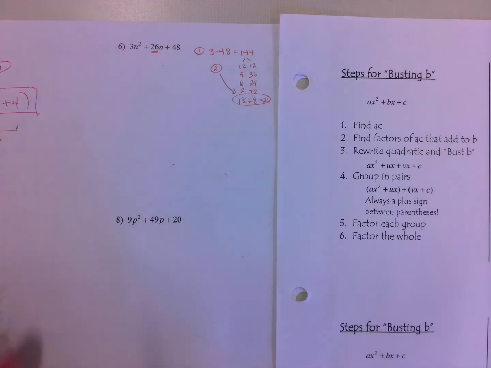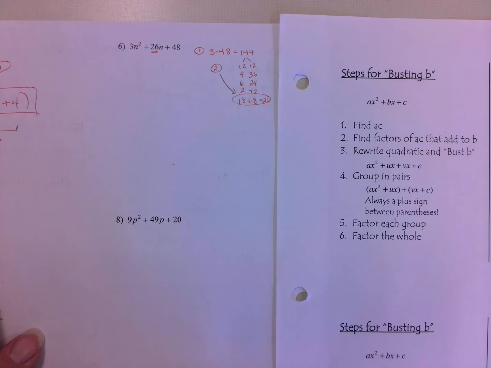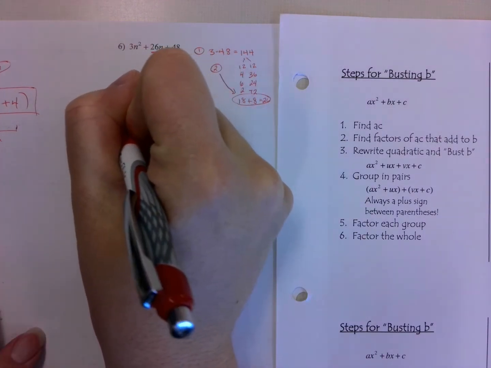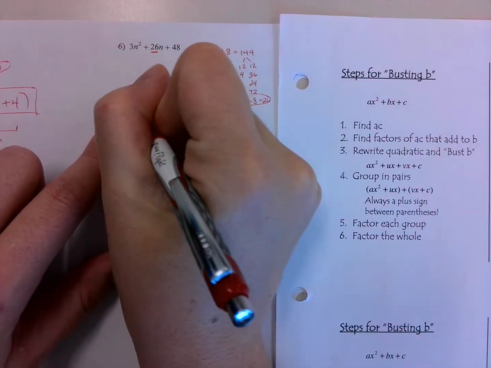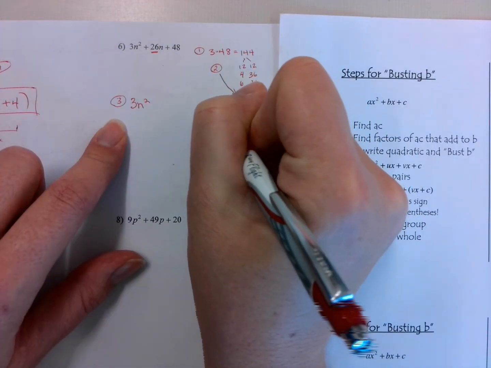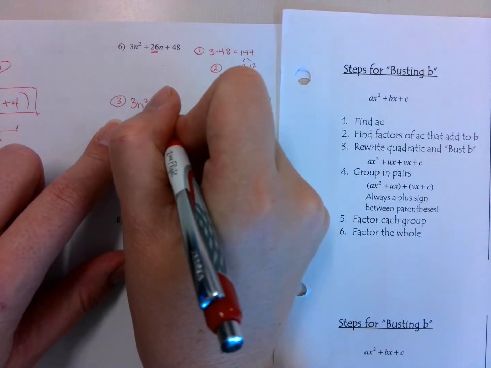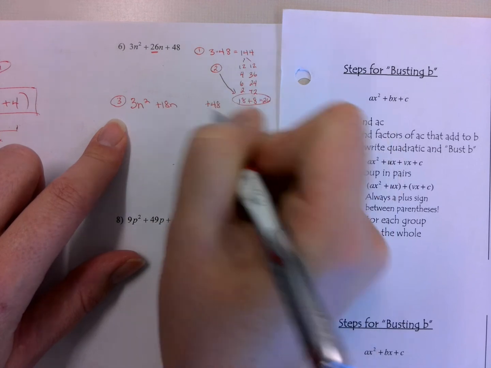So remember, the first thing we did was look for a GCF. I didn't have that step on here, but that should be embedded in our brains. Take the GCF out first. So step 3 is to bust B. So I'm going to have a 3n squared. I'm going to have my positive 48. But instead of having 26, I'm going to break it down to a positive 18n and a positive 8n.